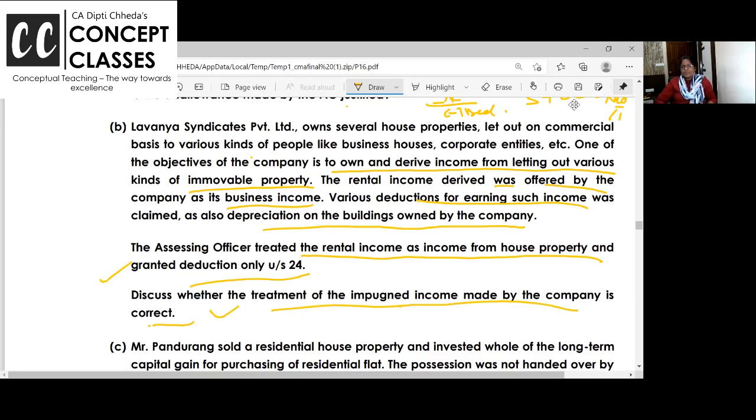What do you feel? AO is saying it is house property. Employer-employee relationship, section 15, salary. Owner and tenant relationship, chargeability, section 22. Business, if you do, chargeability, section 28. So like that, every head of income has its chargeability section. So is the AO correct?